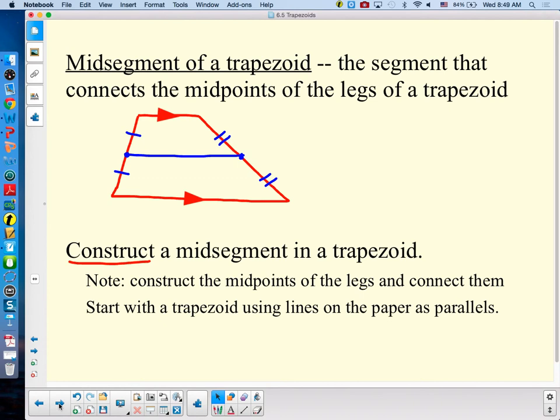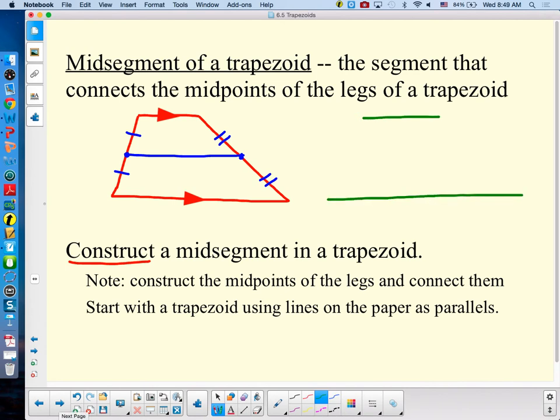It says start with the trapezoid using the lines on the paper as your parallels. So draw something similar to the trapezoid that I have there. Use the lines on your paper to make the parallels. Does it need to be isosceles? No. It's probably better that it's not. We'll make that side look longer.